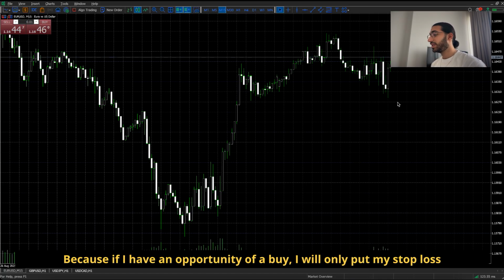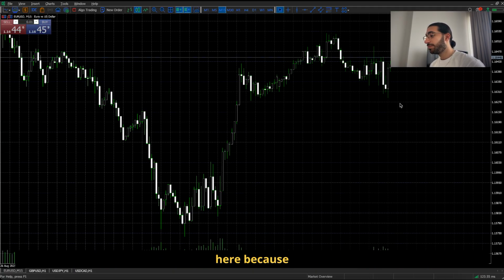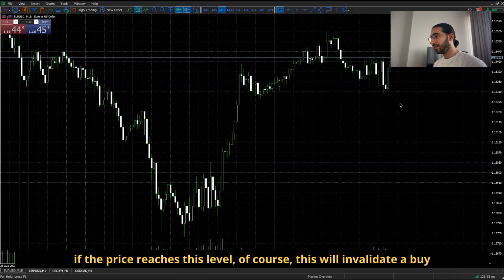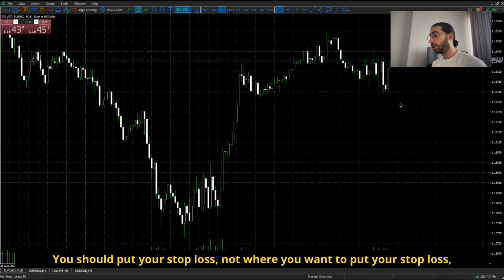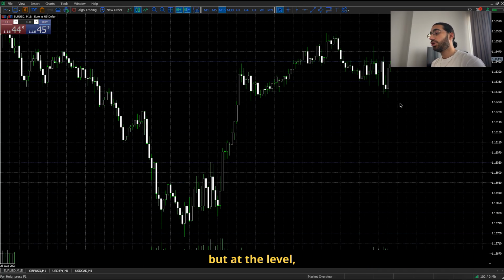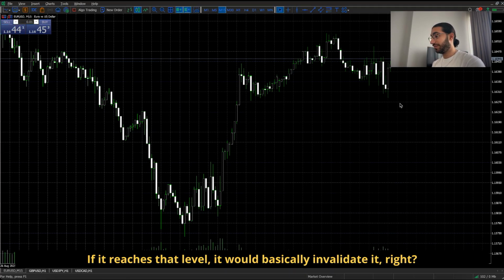Why? Because if I have an opportunity of a buy, I will only put my stop loss here, because if the price reaches this level, of course, this will invalidate a buy opportunity. So the price should not reach this level. You should put your stop loss not where you want to put your stop loss, but at the level the price should not reach. And if it reaches that level, it would basically invalidate it, right?